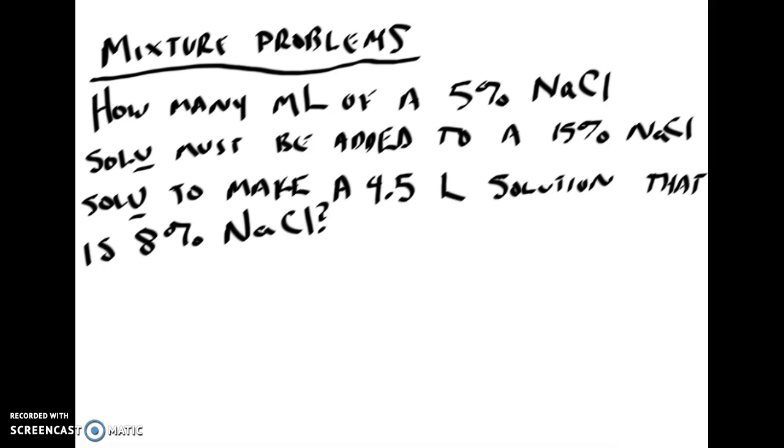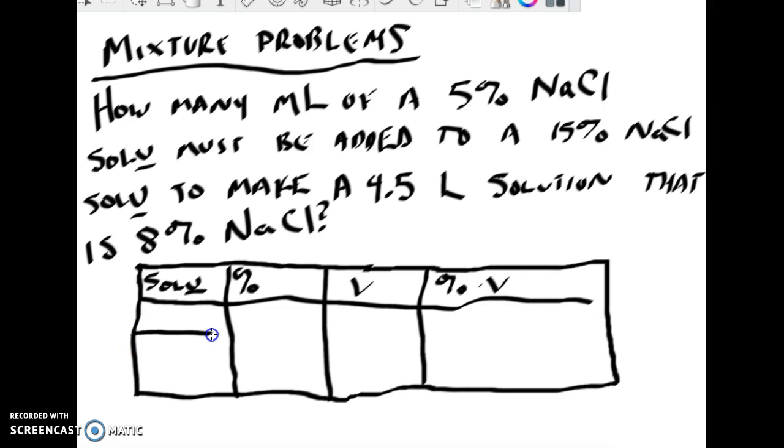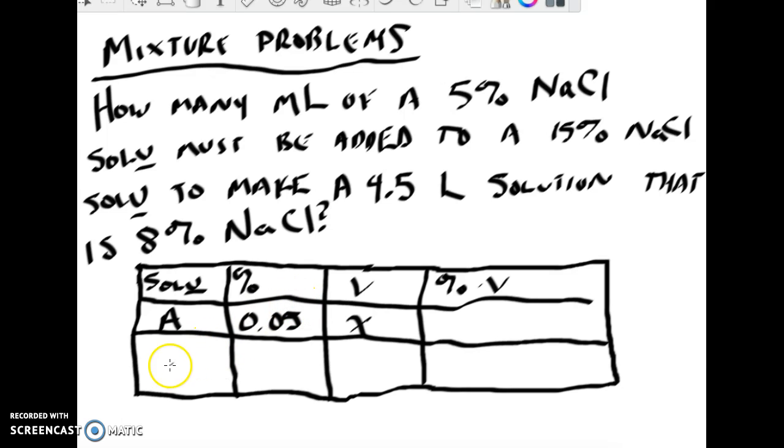So in order to solve this, what we do is make a table, and after that you can set up your equation. So we're going to have solution A, which is going to be the 5%, so change it to a decimal, and we don't know what the volume is, so we're going to call the volume X. And for the second solution, we've got to add it to a 15%. So we're going to call that solution B. Sorry, this table is looking kind of ugly, but hopefully you can follow what I'm doing here.